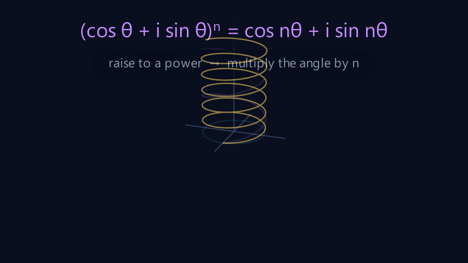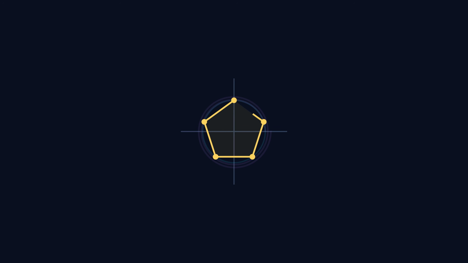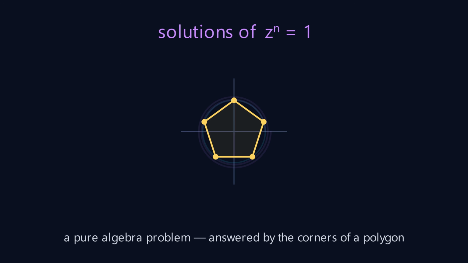Want a formula for the cosine of triple an angle? You don't memorize it, you expand a cube and read it straight off. Trigonometry has quietly become algebra. And run it in reverse, ask for the numbers that give one when raised to a power, and Euler's formula spaces the answers as perfect points around a circle. The solutions to a pure algebra problem turn out to be the corners of a regular polygon. Algebra and geometry, revealed as the same thing seen from two sides. That is the gift trigonometry gives to the rest of mathematics.